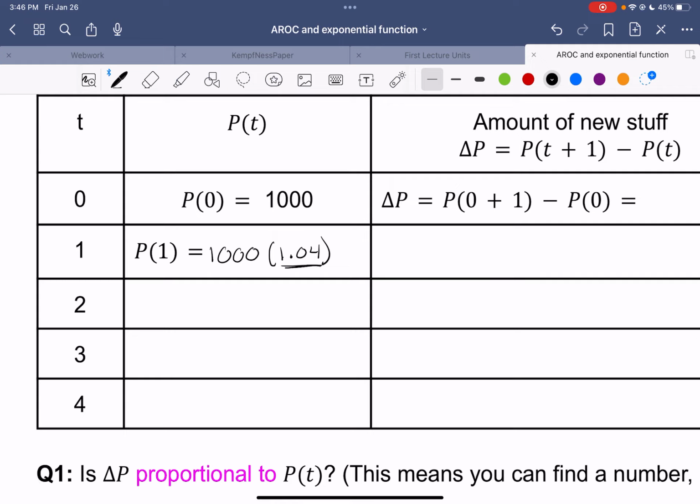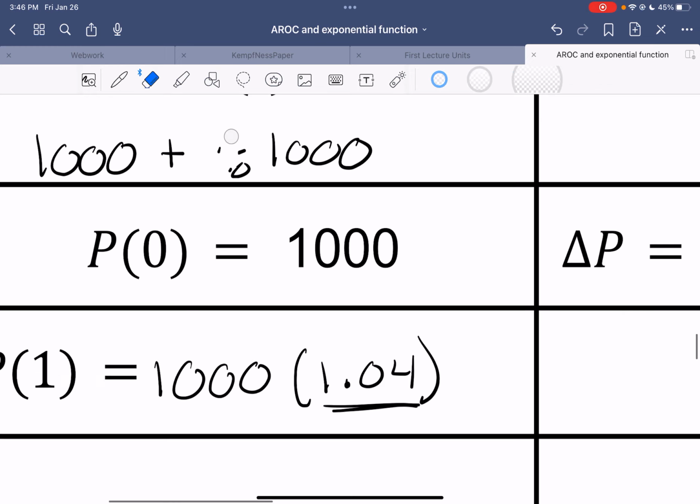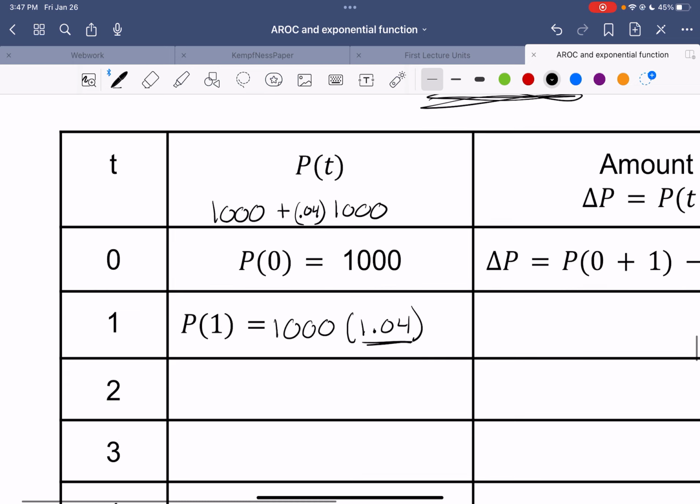Okay, why is that? Well, there's the amount of bacteria you started with plus 4% of what you have more, right? Okay, so I know people nowadays prefer decimals to fractions. Break my heart. Okay, fine. So this is P of 1, okay? But now if I factor out the 1,000, this is 1,000 times, and here 1,000 is being multiplied by 1, and here 1,000 is multiplied by 0.04. And hey, 1 plus 0.04, that is 1.04.